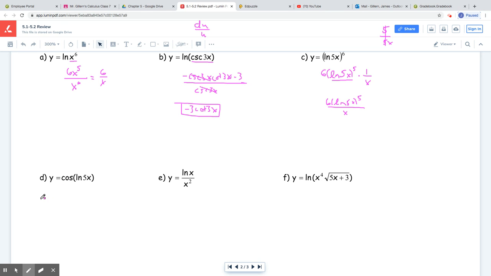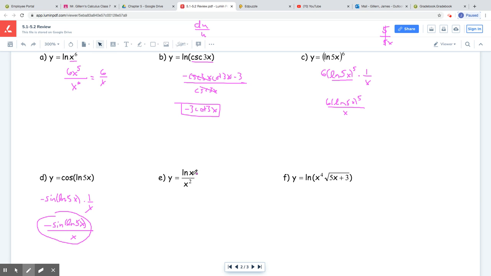So the derivative of cosine is negative sine. Keep the inside the same. And then take the derivative of the inside, but the derivative of the natural log of 5x is just 1 over x. So it's negative sine natural log of 5x all over x. If you left it like this, I'm not going to probably take off. All right, but this looks better.